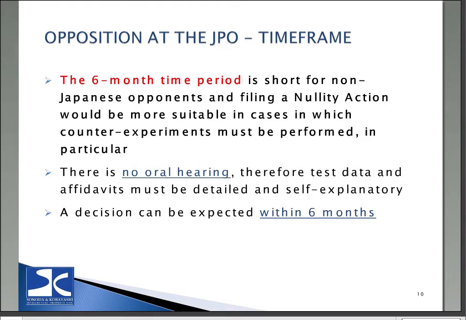It looks like that. Now, one very important difference between Europe and Japan is that in the JPO, Japan Patent Office, there is no oral hearing for oppositions. And the time frame you can file an opposition is shorter, 6 months, and there is no oral hearing, and the decision can be expected within 6 months. So the opposition under the Japanese patent law is designed to be a pretty quick and simplified proceedings.